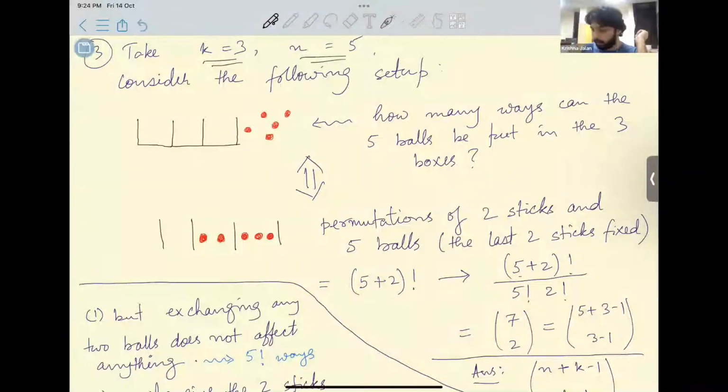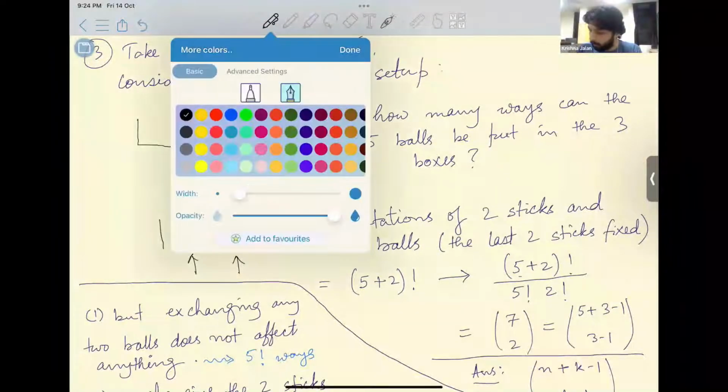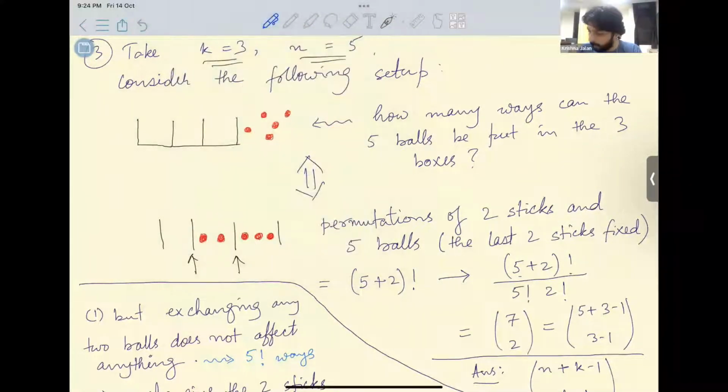arranging the sticks inside. Note that I cannot move this. Let me draw it in blue maybe. I cannot move this stick and this stick. It makes no sense, right? I'm not trying to put the balls outside the box.